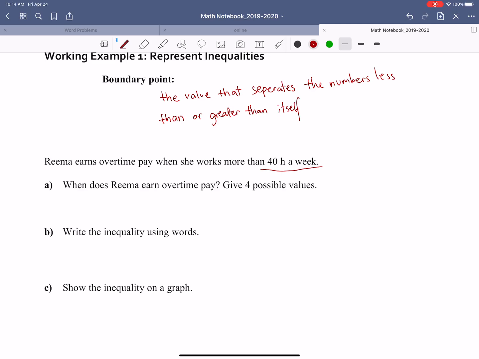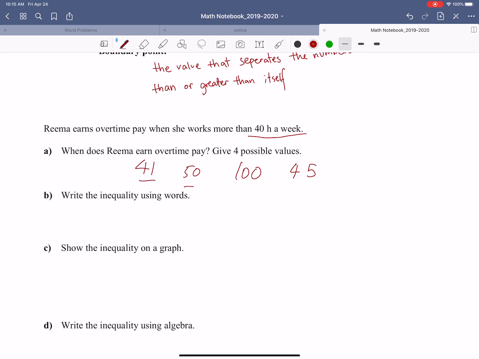So let's say some possibilities. What if she works 41 hours a week? Will she get the pay? Yes. Okay, so 50 hours or 100 hours a week, or is there even 100 hours a week? But anyway, how about 40? Let's give another example. 45. Okay, so like that. So whenever she works these hours, she will get overtime pay.